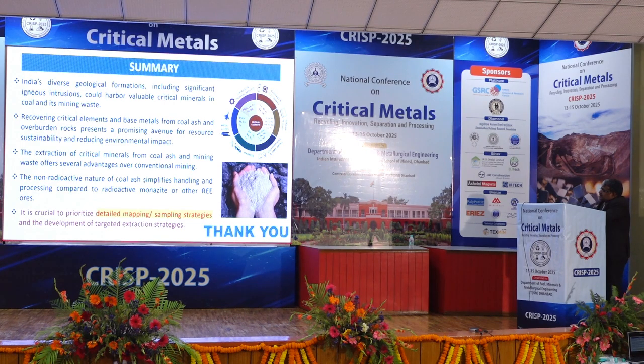As we know, India has a diverse geological formation, including significant igneous intrusion. So it could harbor varied amounts of critical elements in the coal, and we have to focus on extracting base metals along with the REs, like aluminum and potash or gallium. The extraction of critical metals from coal ash has several advantages, because it's already powdered material. We need not pulverize it, we need not mine it. And conventional monazite-based rare earth is radioactive, but our fly ash, the coal-based material, is not radioactive. So there's a lot of advantage in going for fly ash, and before that we need detailed mapping and a sampling strategy so that the data generated is consistent. With this, I thank the audience and the organizer.